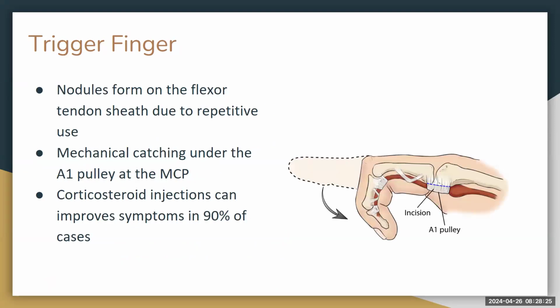And then trigger finger, I saw a bunch of these on my hand rotation, but basically a nodule forms on the flexor tendon sheath. It gets trapped in that A1 pulley, and they have triggering of that finger or clicking of that finger. Steroids do pretty well with this. About 90% of cases, the symptoms improve, but eventually if they have it again and again, they might need surgery to go in and remove that.